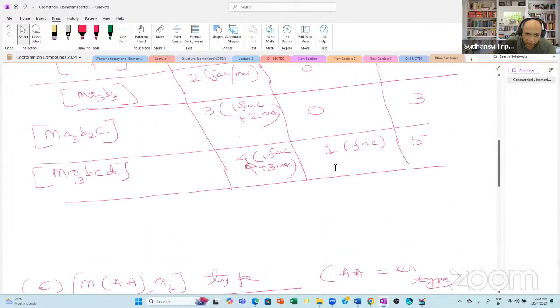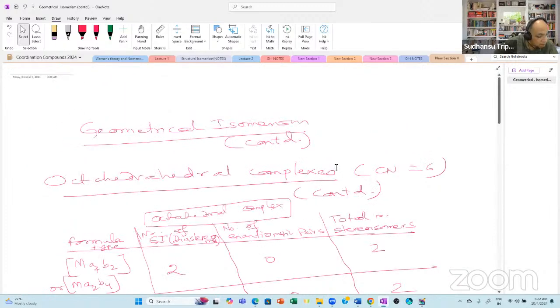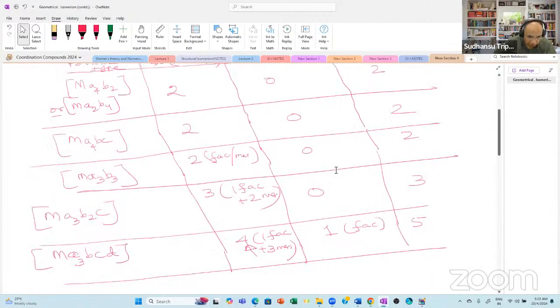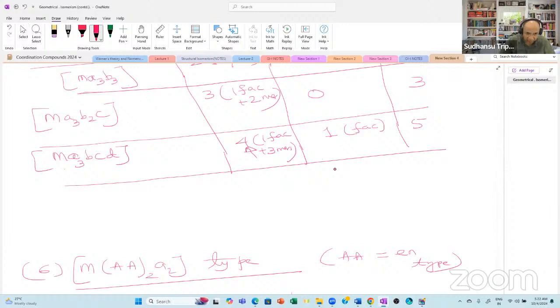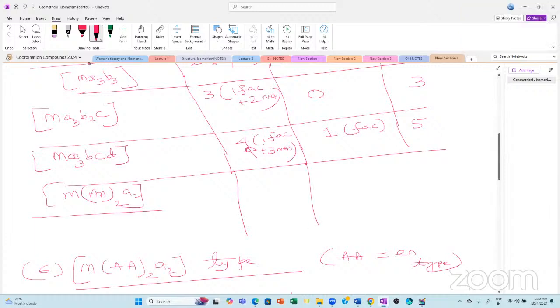What shall we write here? Sorry. We write M(AA)2A2 type. And how many geometrical isomers? Two.